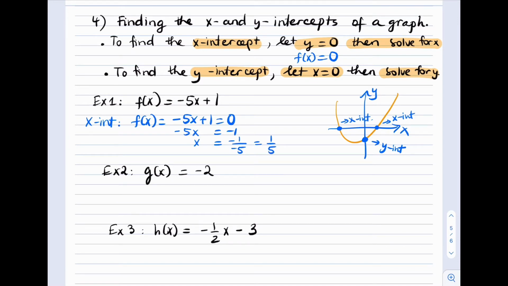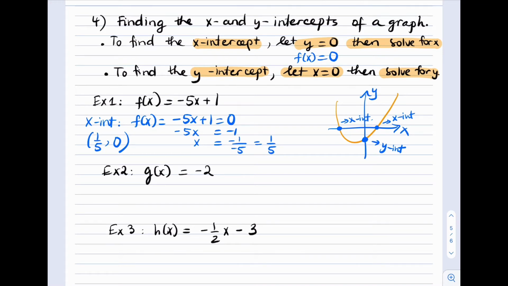Now, we always want to write the x and y-intercept as ordered pairs because they are points. So to write this as an ordered pair, you're going to write 1/5 for x, and then for y, remember y is 0, so always write 0 as the coordinate for any x-intercept.